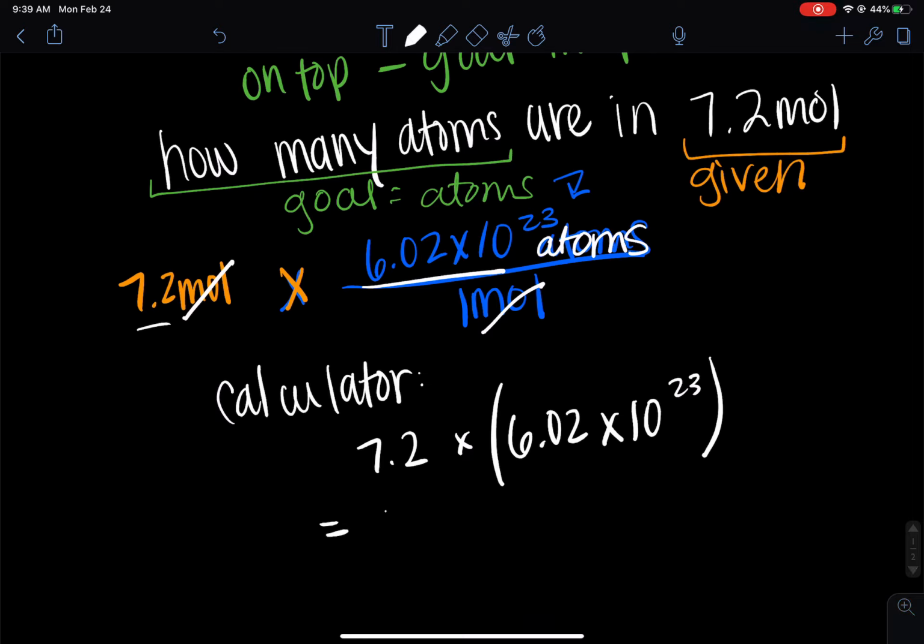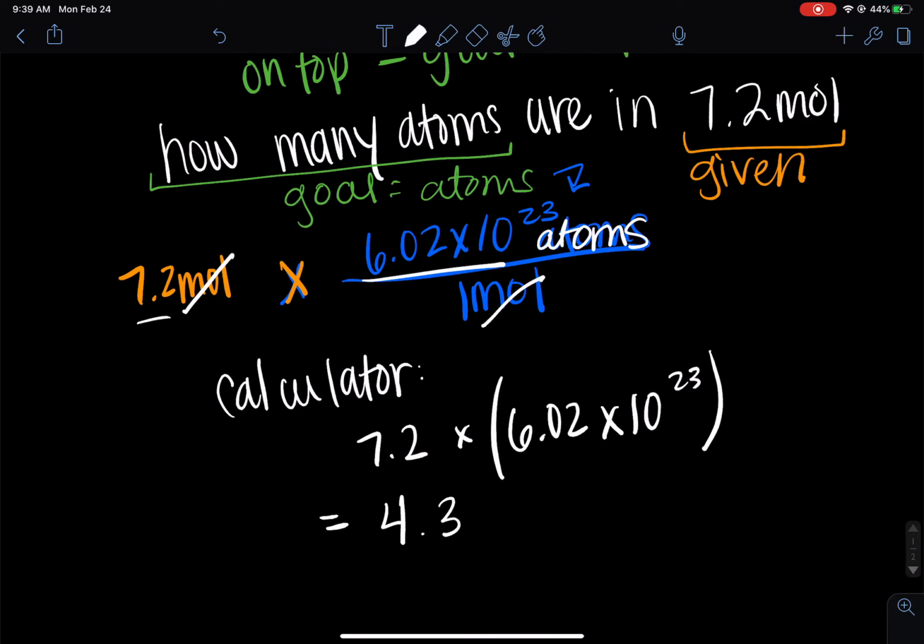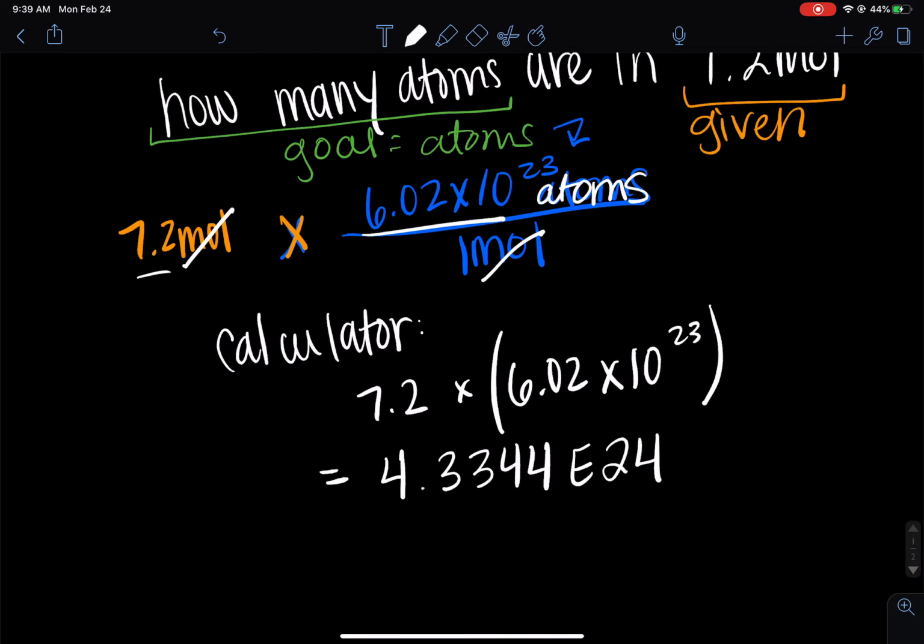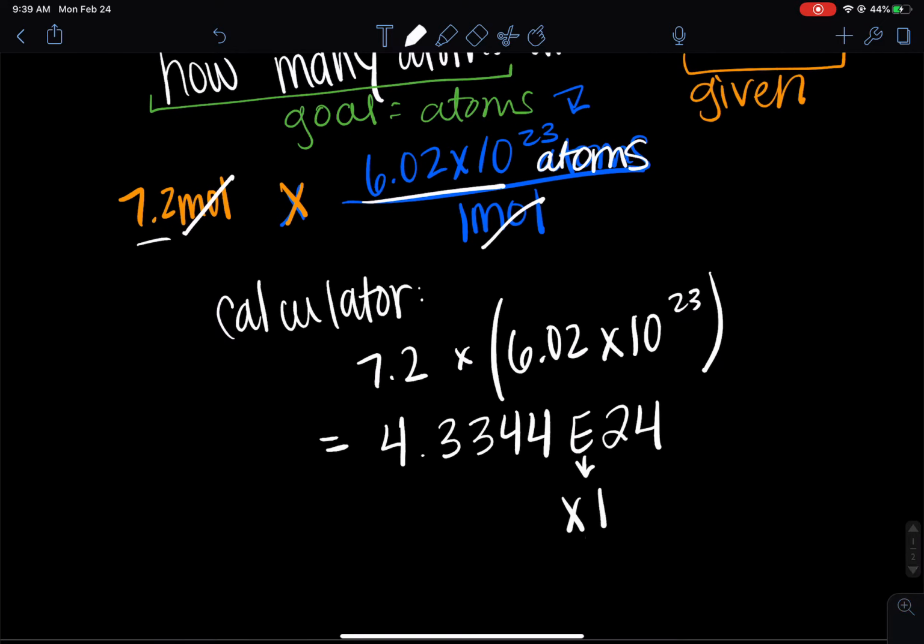Your calculator will give you 4.3344 E24. Okay, so we may not know what this E means. E just means times 10 raised to whatever the next number is. So raised to the 24th power. So that means this is equal to 4.3344 times 10 to the 24th.